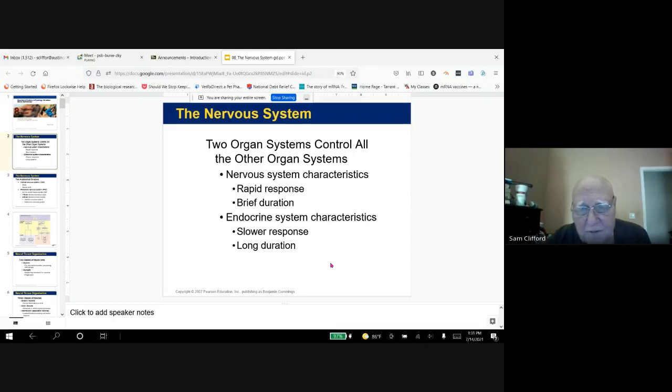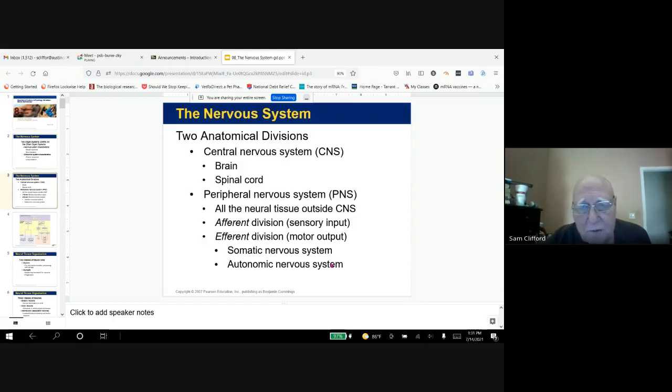The endocrine system releases hormones, and they have their effect over time, such as growth hormone, thyroid hormone, and so on. So the central nervous system and the peripheral nervous system. Make sure you know that the peripheral nervous system is all nervous tissue outside the central nervous system.